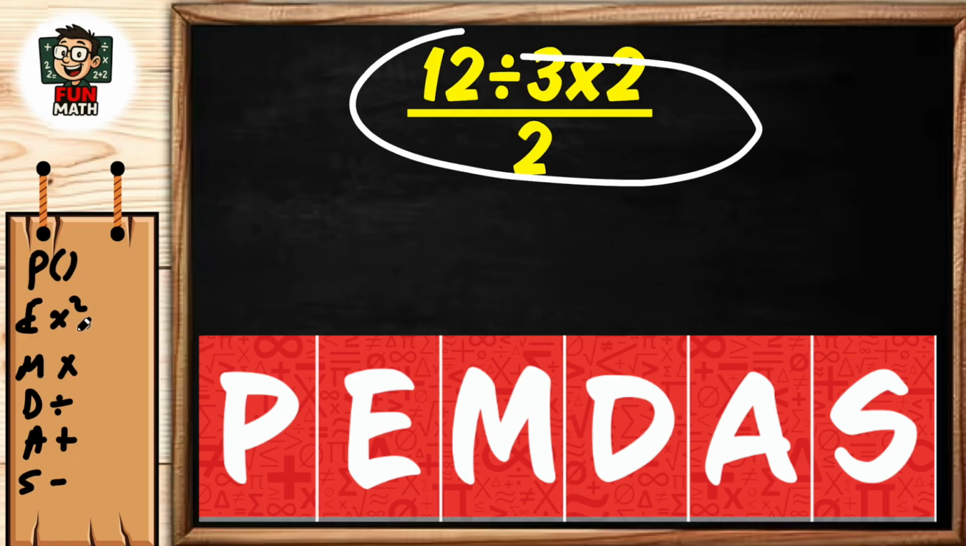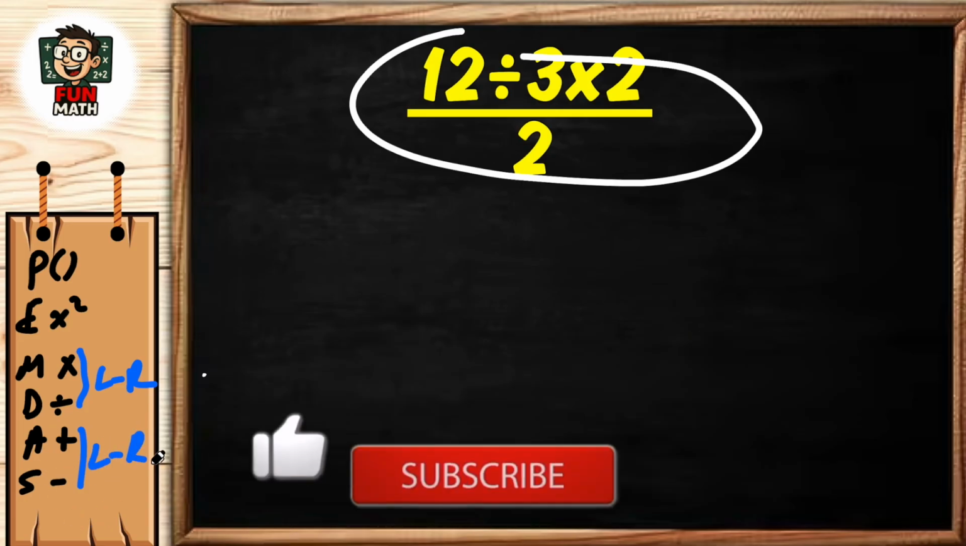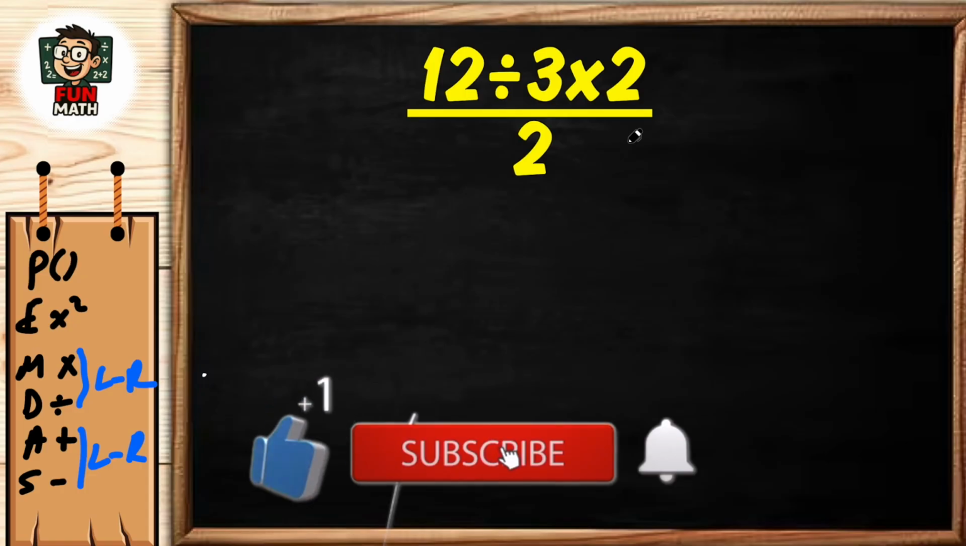We have one more feature here. There is no order between multiplication and division; these operations are performed from left to right. Similarly, addition and subtraction have no order; they are performed from left to right. Let's apply this rule to our question.